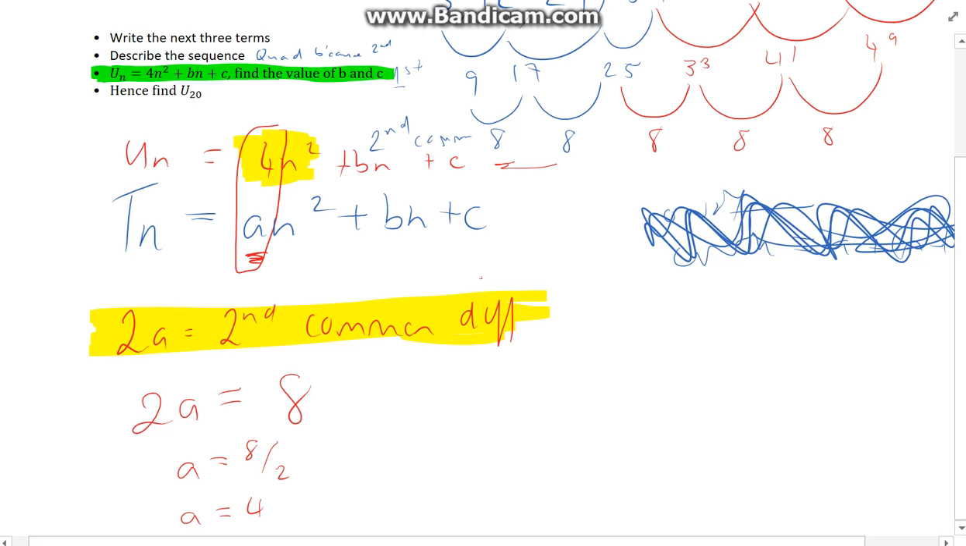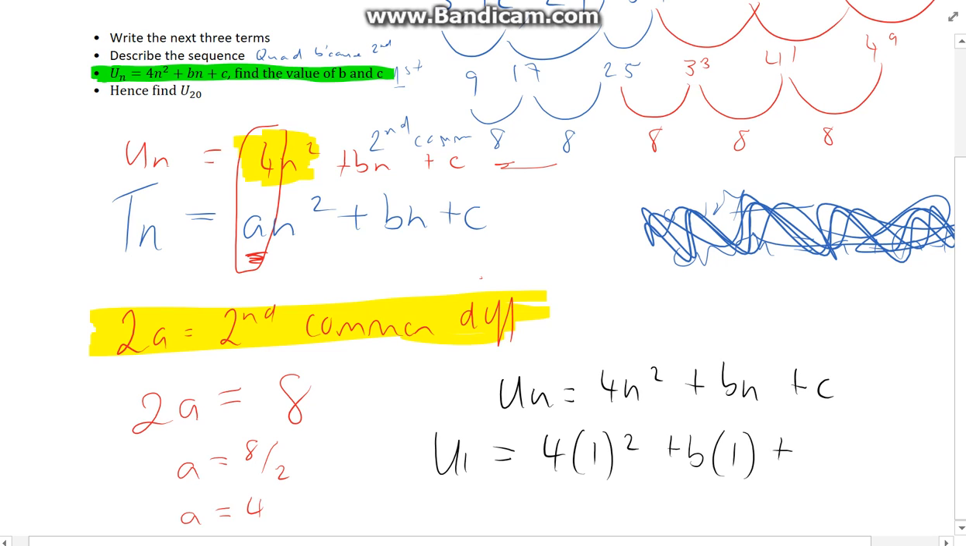The way we go about doing so, I'm just going to write it out again. So we have un is equal to 4n squared plus bn plus c. Find b and c. Okay, so un means the nth term. So what we're going to do is pick u1, which means the first term. And instead of writing n, I'm obviously going to write 1. 4 times 1 squared plus b times 1 plus c.